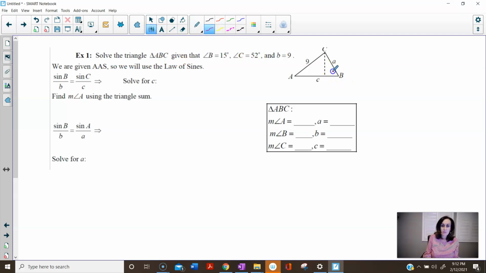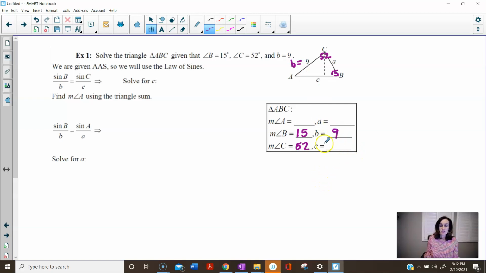So here's angle B, and it's 15 degrees. And we have angle C is 52 degrees. So up here is 52 degrees. And we have side B. So across from angle B is side B. And side B is 9 units in length.